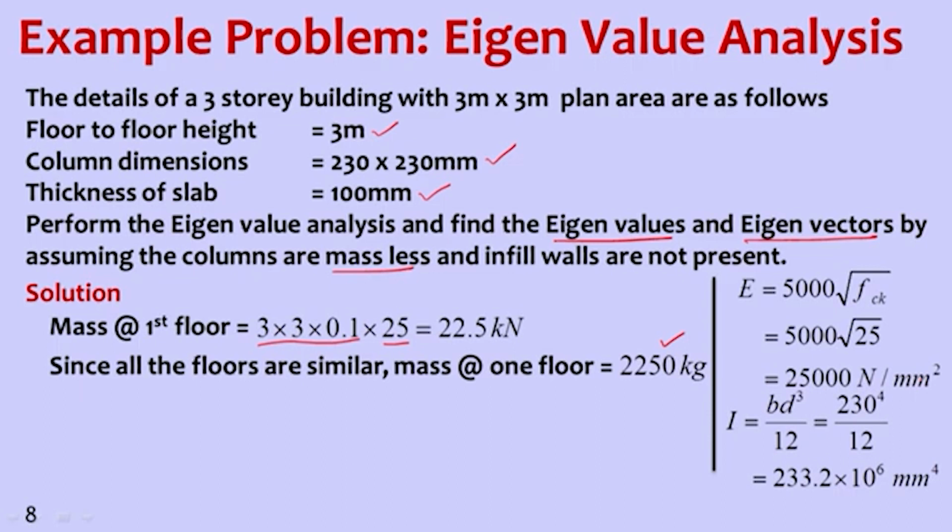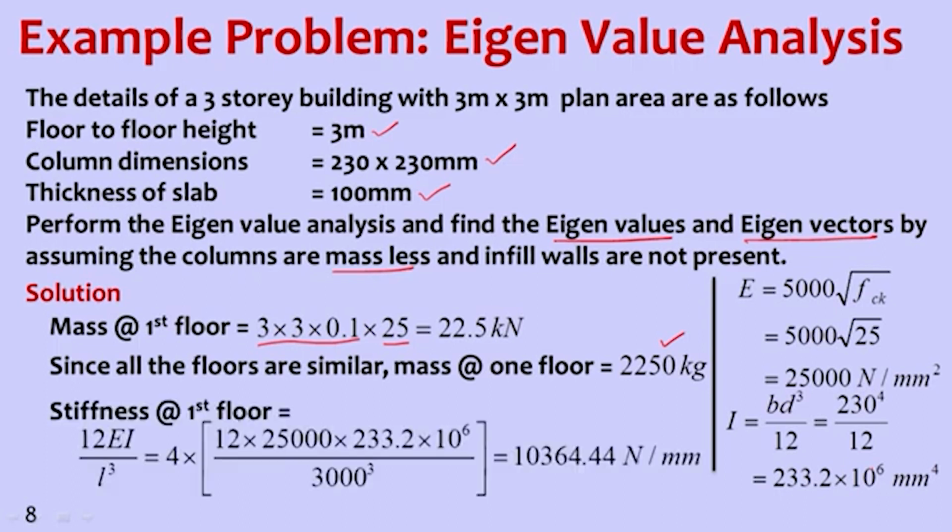And then the moment of inertia of the column cross section. Since it is a square cross section, both sides are the same. So, we are taking BD cube by 12. That is 230 power 4, so this is also 230, this is also 230. That is why 230 power 4 by 12. So, 233.2 multiplied by 10 to the power of 6 mm power 4 is the moment of inertia.